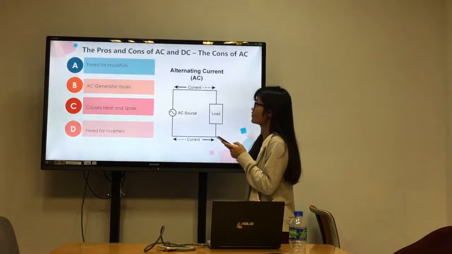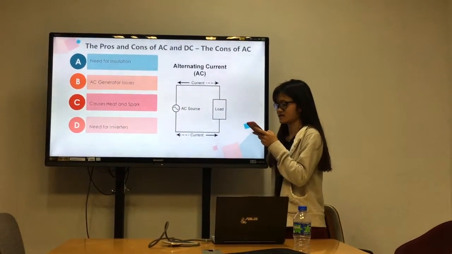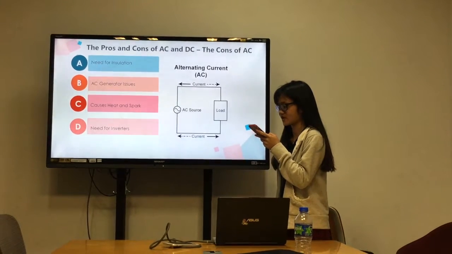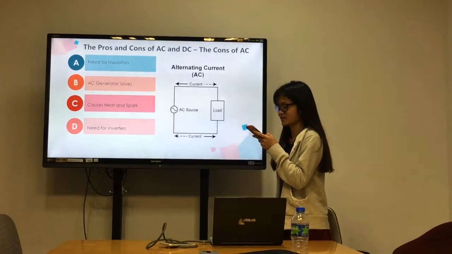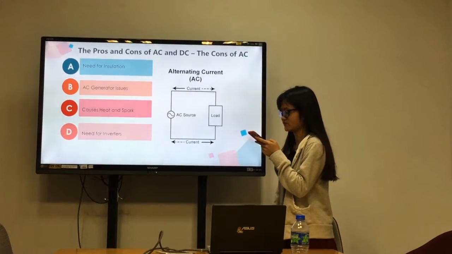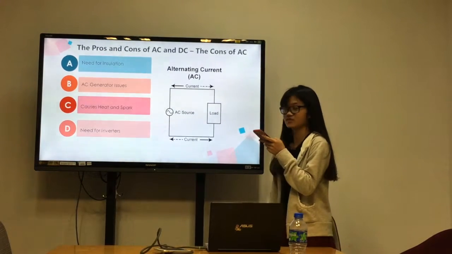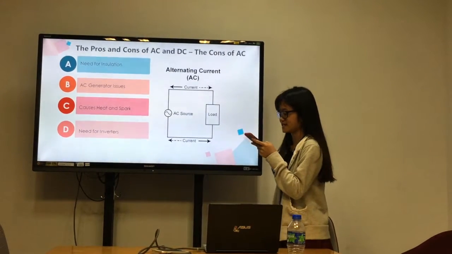is its need for insulation. The high voltages that are essential to supply fixed power from AC require increased insulation, which in turn increases the difficulty of handling it safely, and this makes it more dangerous to work with AC than DC.